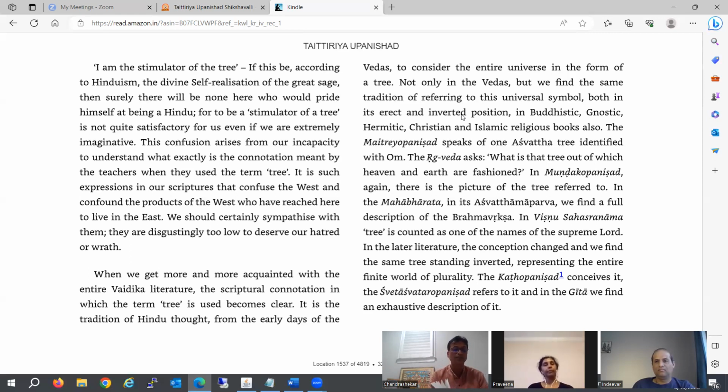Samsara Vriksha. I am, basically saying, I am the activator of this samsara vriksha, we're saying. Because I'm saying I'm the karanam of everything. Even though samsara is mithya, it's a dream. Without the waker, there is no dream, isn't it? Like that, the mithya dream cannot exist without me, the waker.